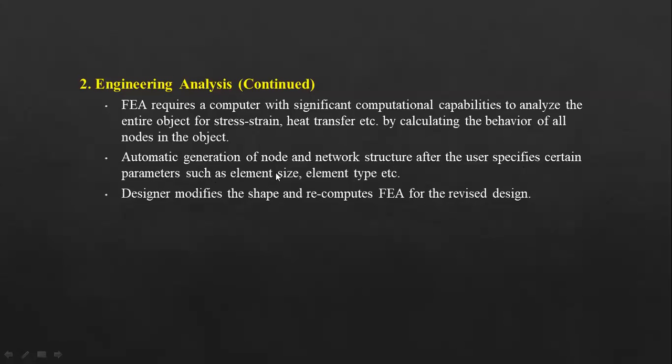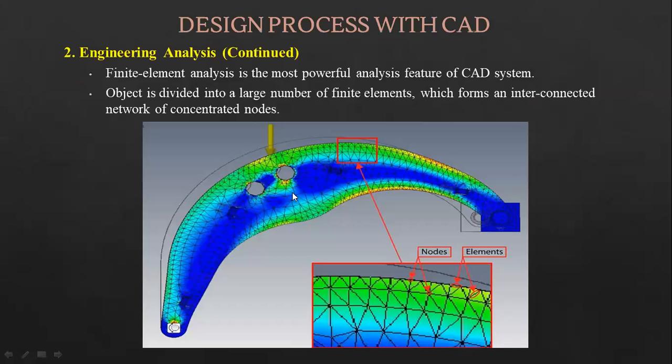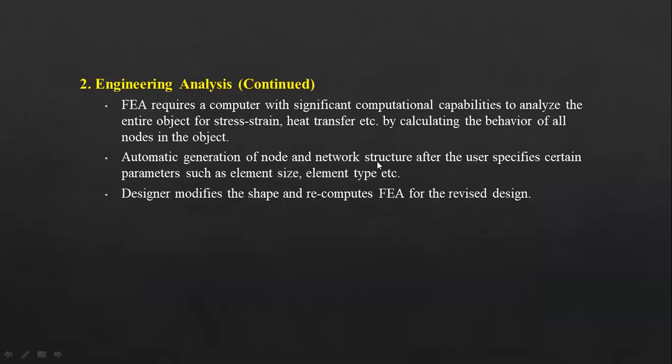And what are those parameters? Element size and element type. What is the type of element? For example, in here we kept triangular. And for element size, we will specify that I want the element size to be 5 mm, let's say. So it will try to divide it at 5 mm. And we will also specify that at holes we want to keep a smaller element size to capture the behavior. All those will be specified by the user, and then it will automatically generate the node and network structure, all the elements.